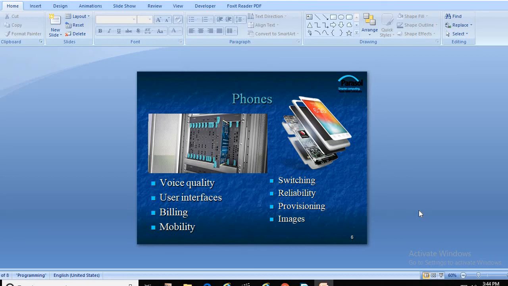Another example, a very common example, is the phones, especially cellular phones, mobile phones that are in your hands. Many things are there, many features are there. For example, voice quality, user interfaces are there. You are performing different billings. Mobility is there. You are processing different images. You are watching different video clips. And these mobile phones must be reliable. And provisioning means it should provide the data that the user intends.